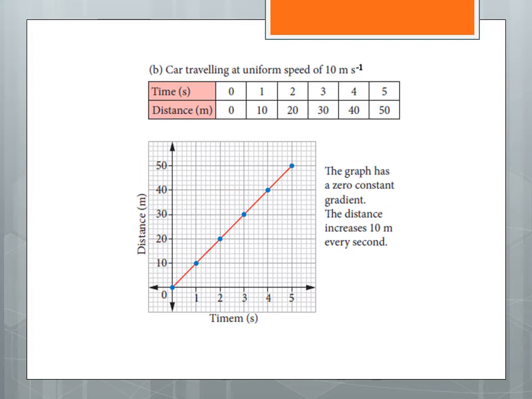Car traveling at uniform speed of 10 meter s minus 1. Time 0, 1, 2, 3, 4, 5. Distance 0, 10, 20, 30, 40, 50. When we plot it, it will be a varying line. The graph has a constant gradient. The distance increases 10 meter every second.